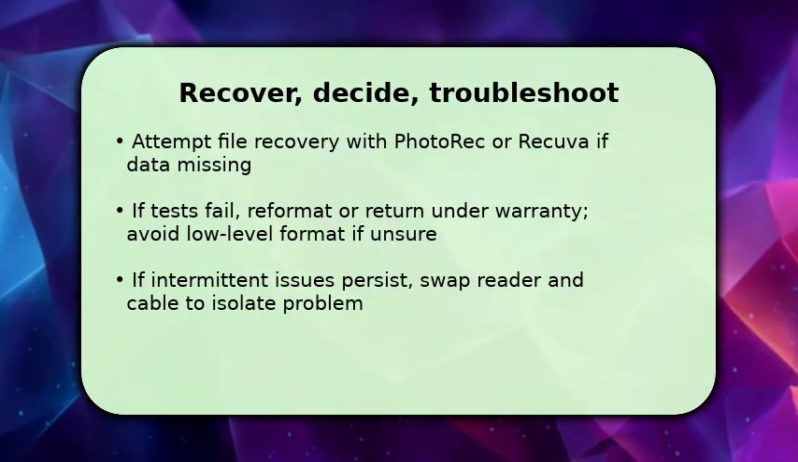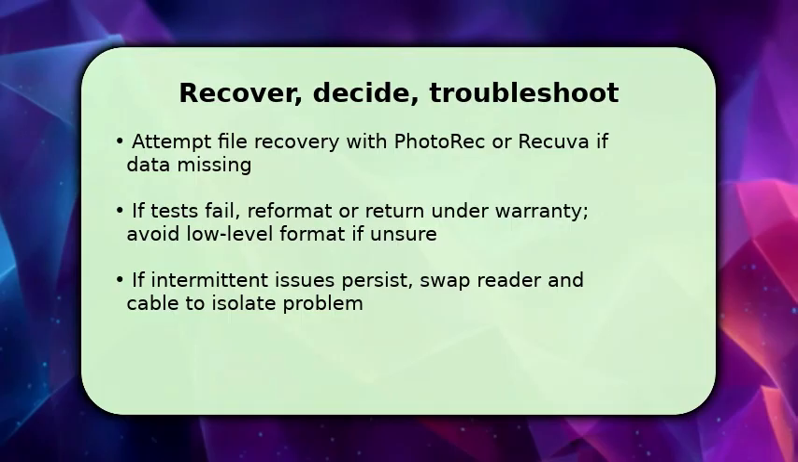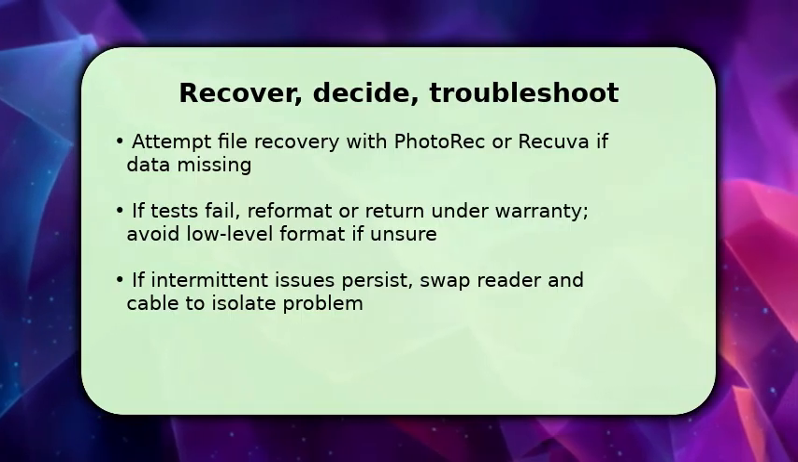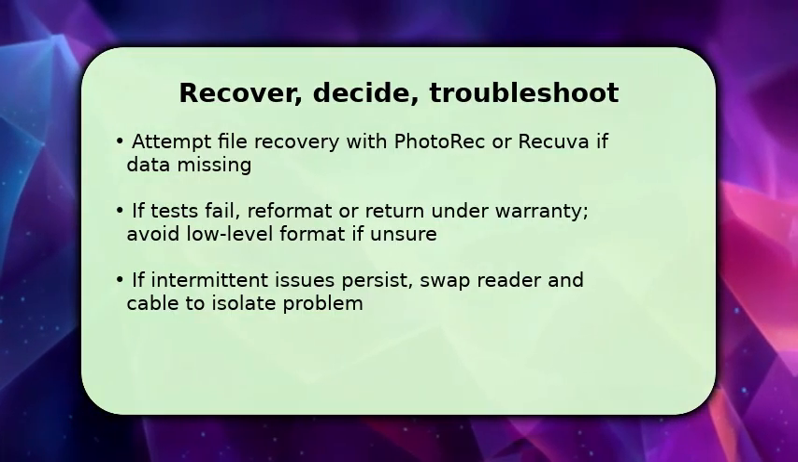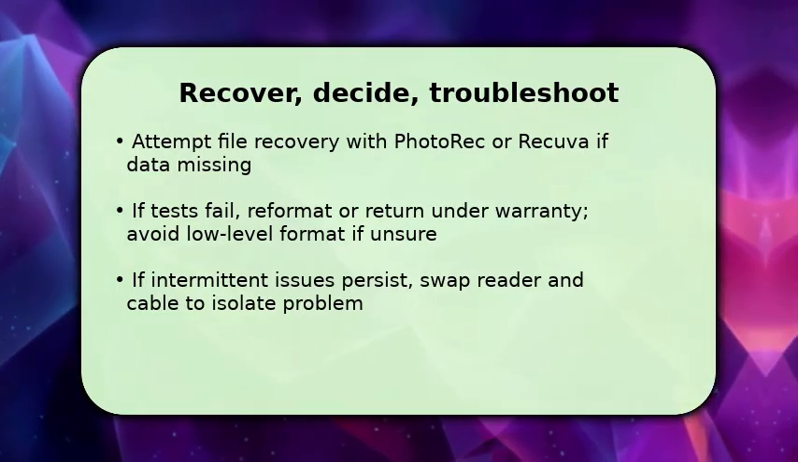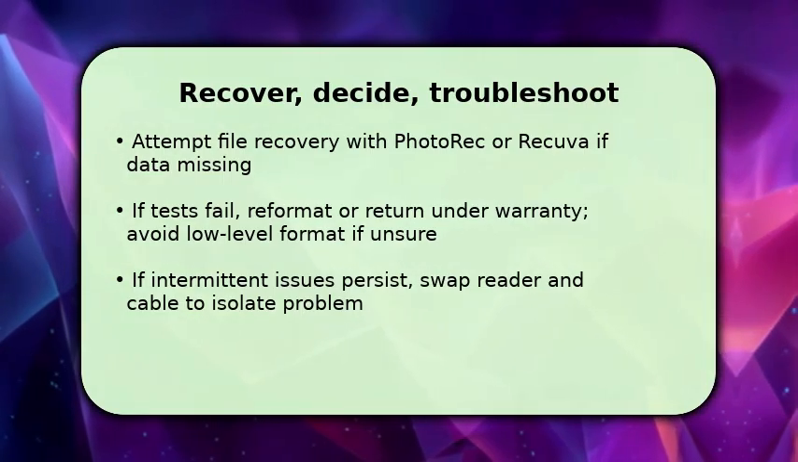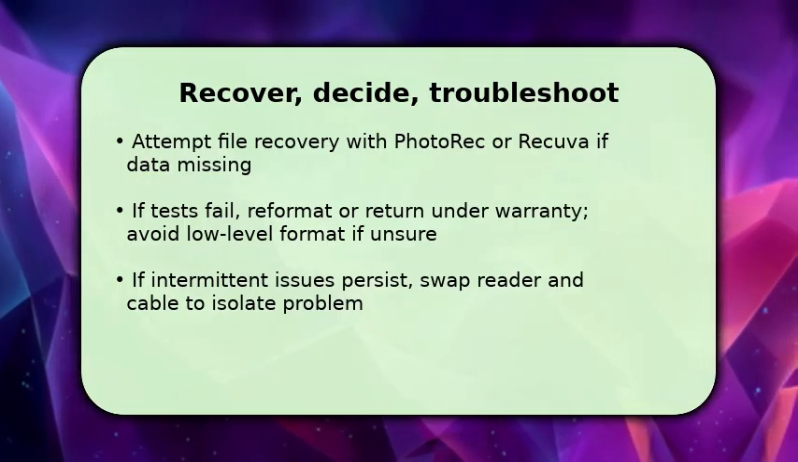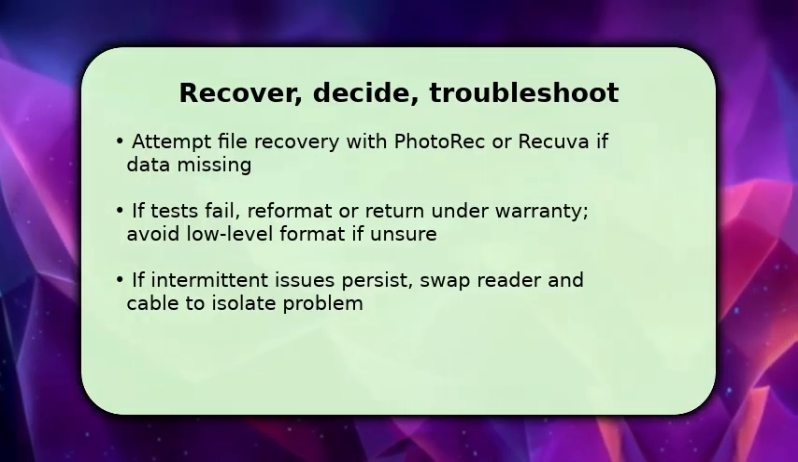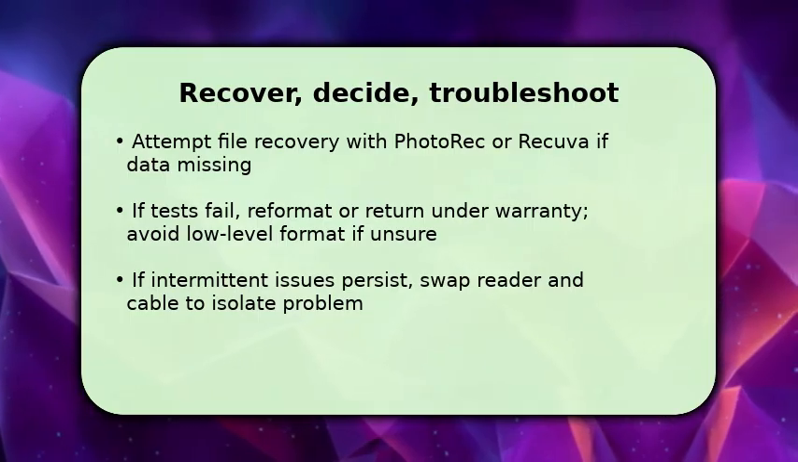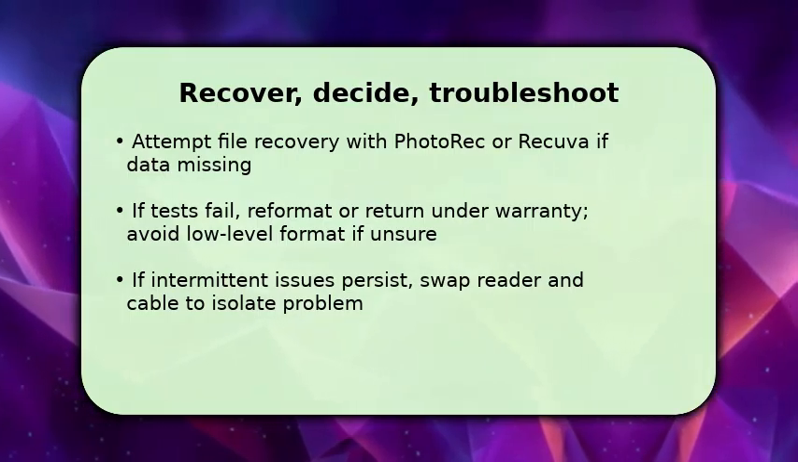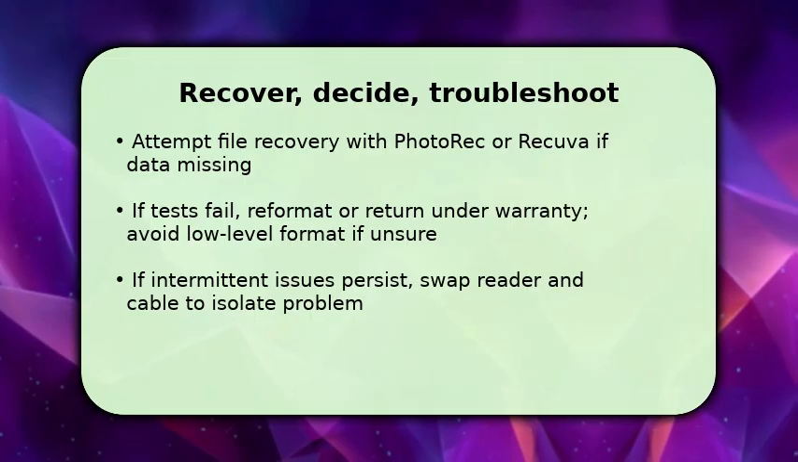You now try targeted recovery. Run PhotoRec or Recuva to salvage files before reformatting. These tools read raw data even when the file system is broken. Once recovered, reformat the card to FAT32 or exFAT and retest. If diagnostic tools still report bad sectors or false capacity, replace or claim warranty.